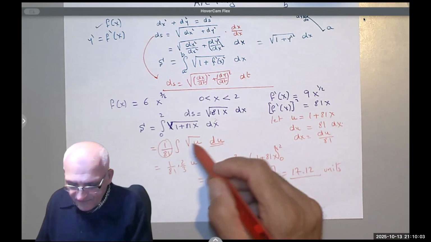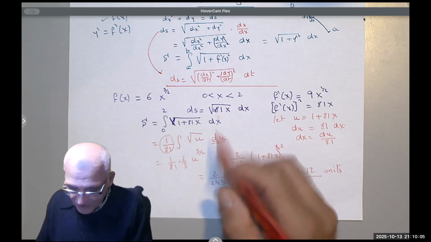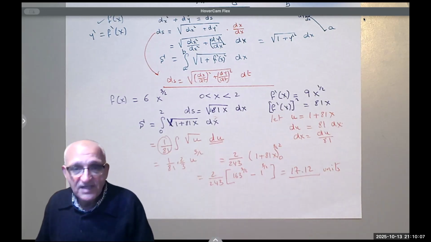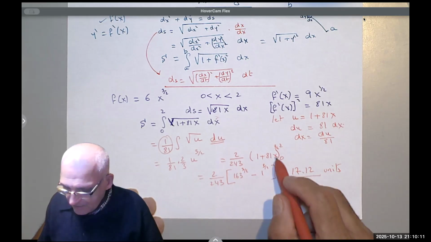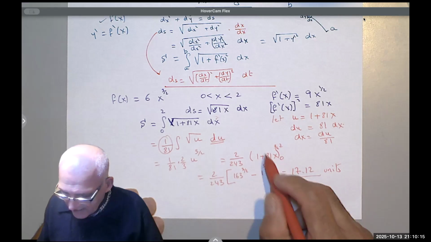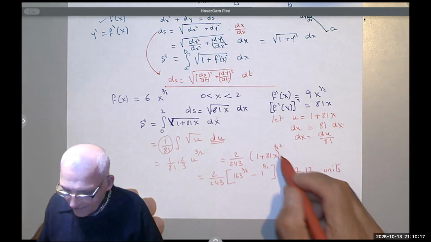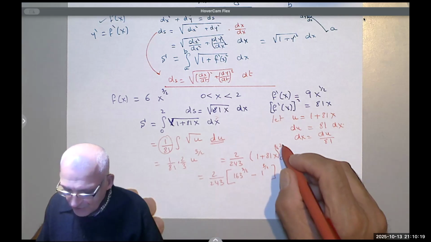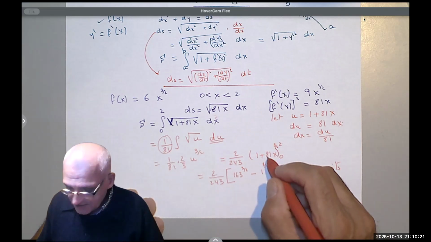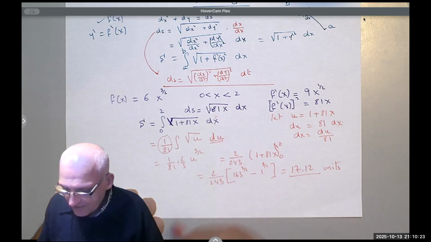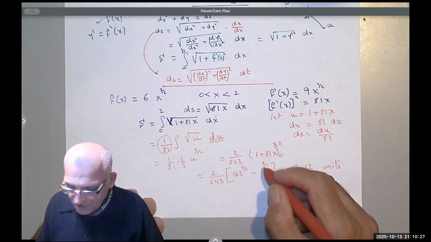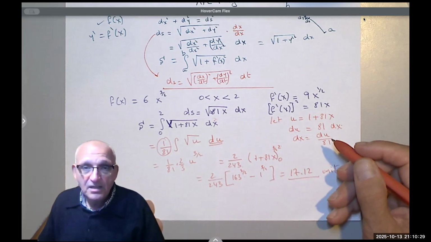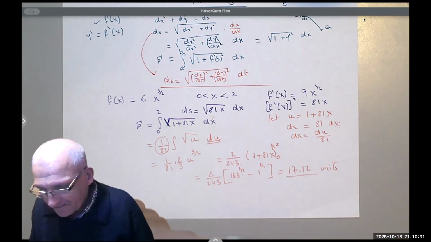And the integral of u to the 1/2 is u to the 3/2 divided by 3/2. 3 times 81 is 243. And now this whole thing is raised to the power of 3/2. When you substitute 2 times 81 is 162. So you get 162 to the 3/2 minus, when you substitute 0, you get 1 plus 0 to the 3/2 is still 1. And the rest is history.